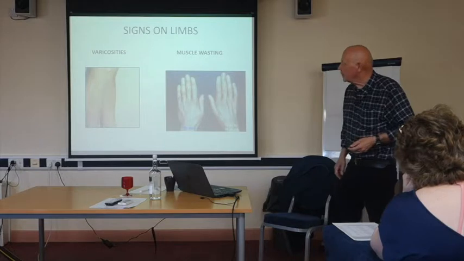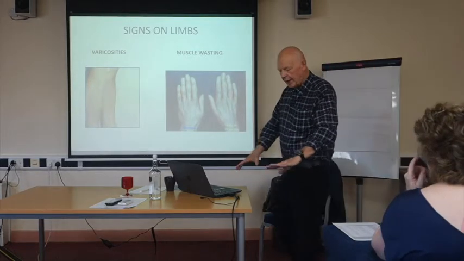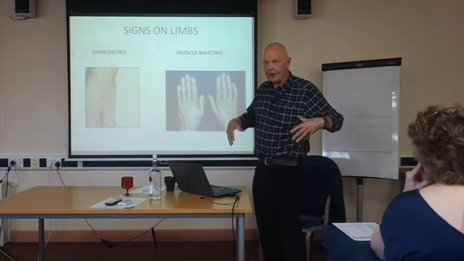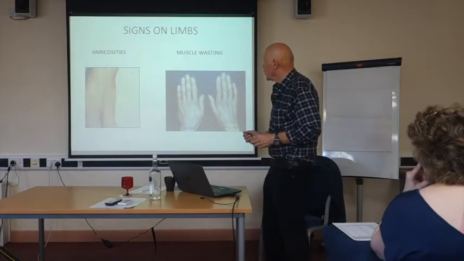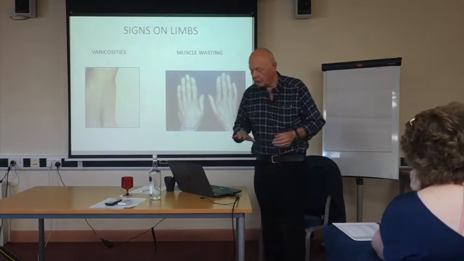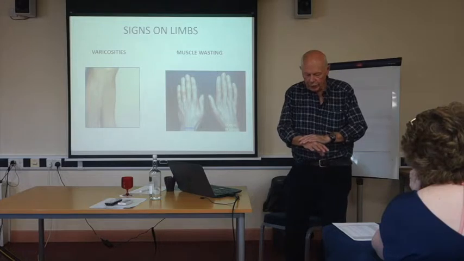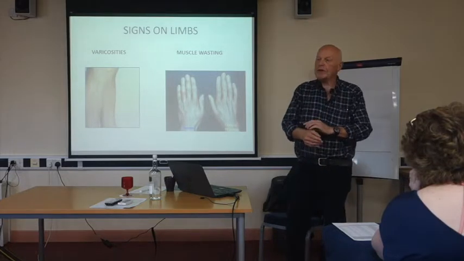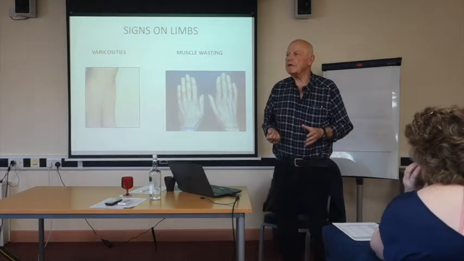Other signs that you might be looking for, remember I said we look at the hands and feet and come up the limbs. You're going to be looking for anything out of the ordinary. In the circulatory system you might notice varicose veins.